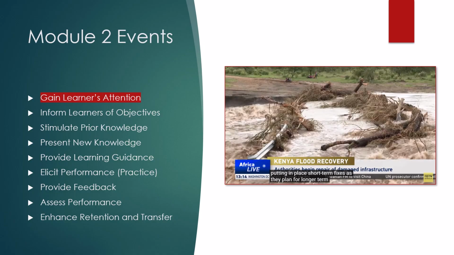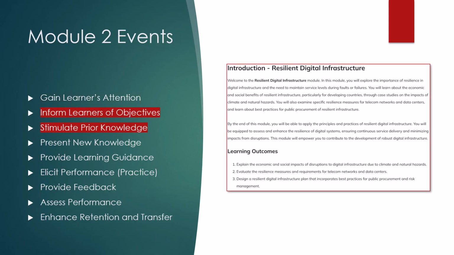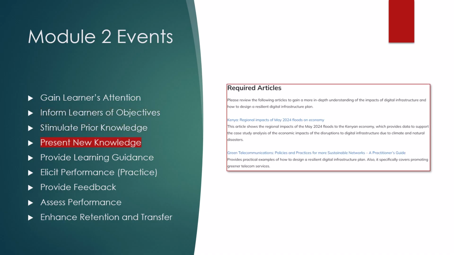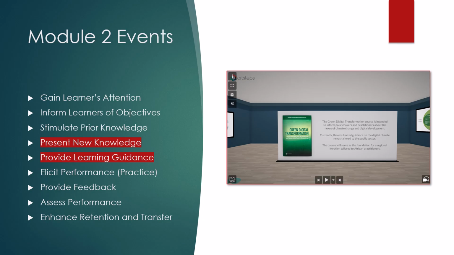Digging into Module 2, it begins with a video to again gain the learner's attention and add relevance. It demonstrates a recent flood in Kenya and the impact it had on the digital structure within that country. The Module 2 learning objectives are presented. The required articles are then introduced to present new knowledge. An ArchSteps gallery creatively presents and provides learning guidance to what is the most important elements.